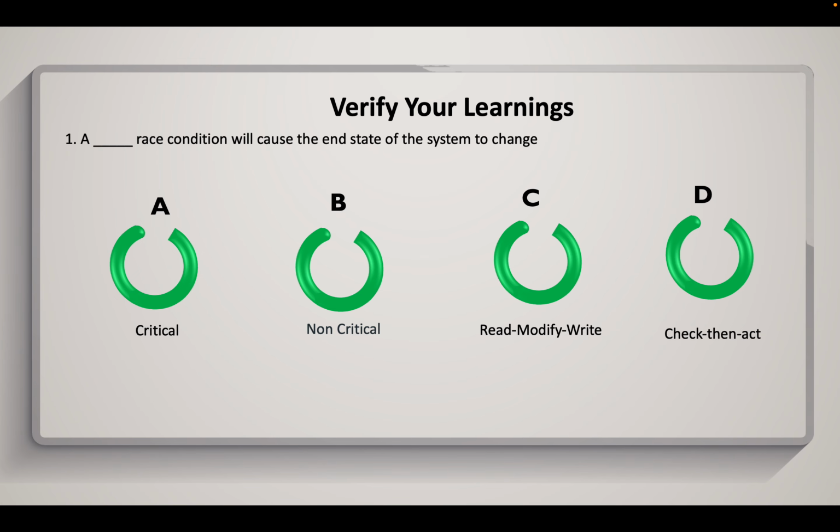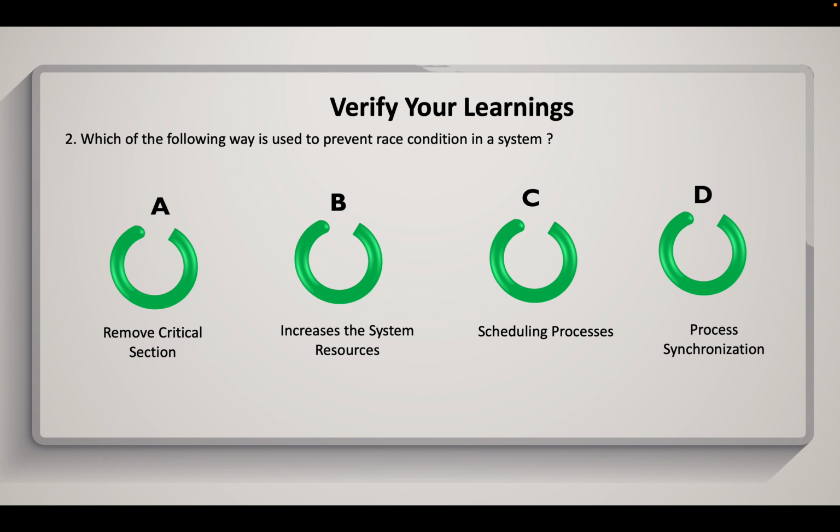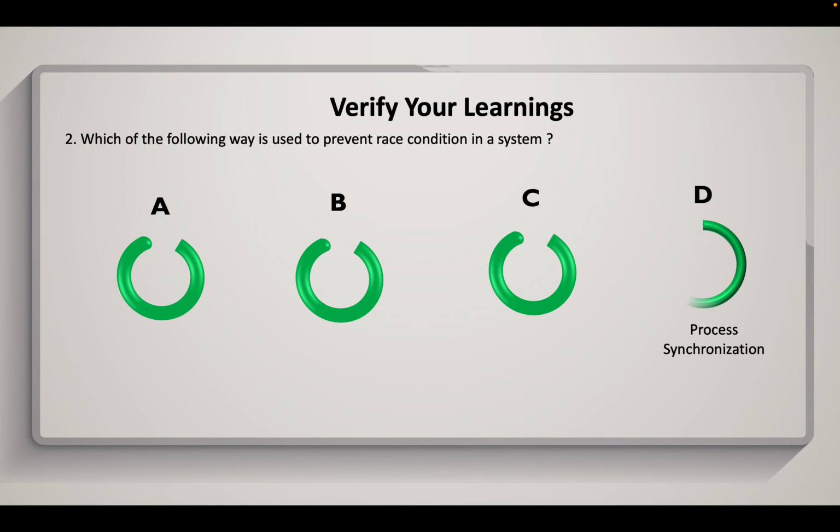Verify your learning. A dash race condition will cause the end state of the system to change. Critical race conditions will cause the end state to change. Which of the following ways is used to prevent race conditions in a system? To prevent race conditions in a system, that is process synchronization. That only prevents the race conditions.